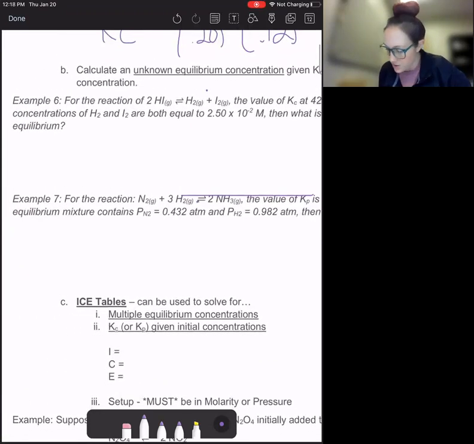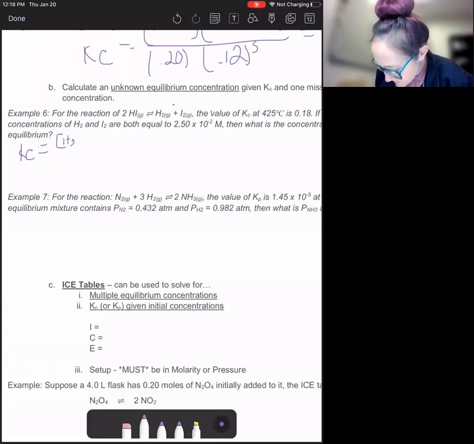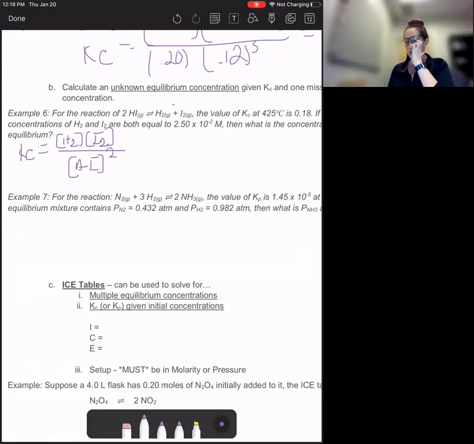So this is what I'm going to do. I'm going to set up my K equation. Anytime you've got an equilibrium problem, you should probably just go ahead and set up your K equation anyway, because you're probably going to need it at some point. All right, so here my Kc equals the products, H2 and I2, over my reactant, HI, and that one would be squared because it's got a coefficient of 2.